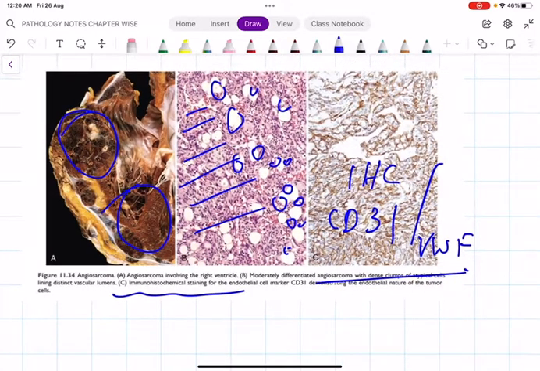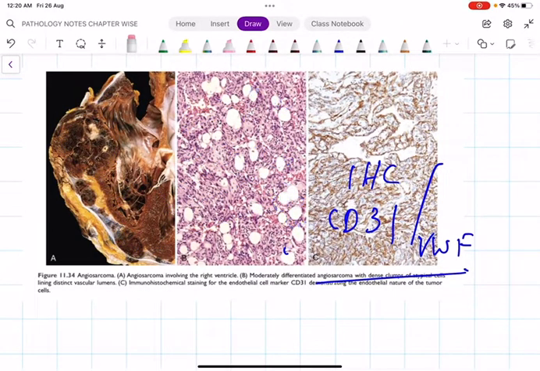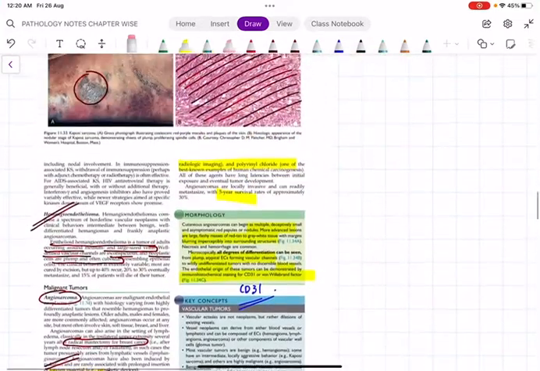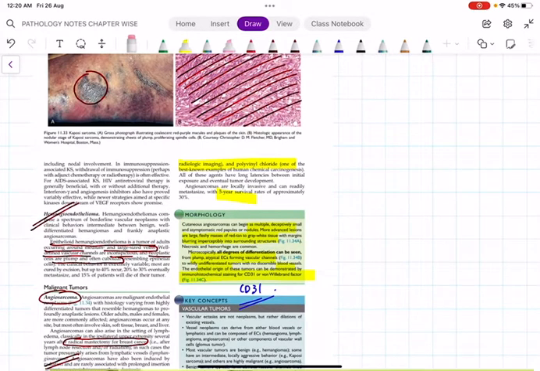So these are the points you have to remember in case of angiosarcoma. Remember CD31 and von Willebrand factor. Thorotrast, you should remember Thorotrast and polyvinyl chloride. This is a repeatedly asked question. Thorotrast and polyvinyl chloride cause what neoplasm? The answer is hepatic angiosarcoma.